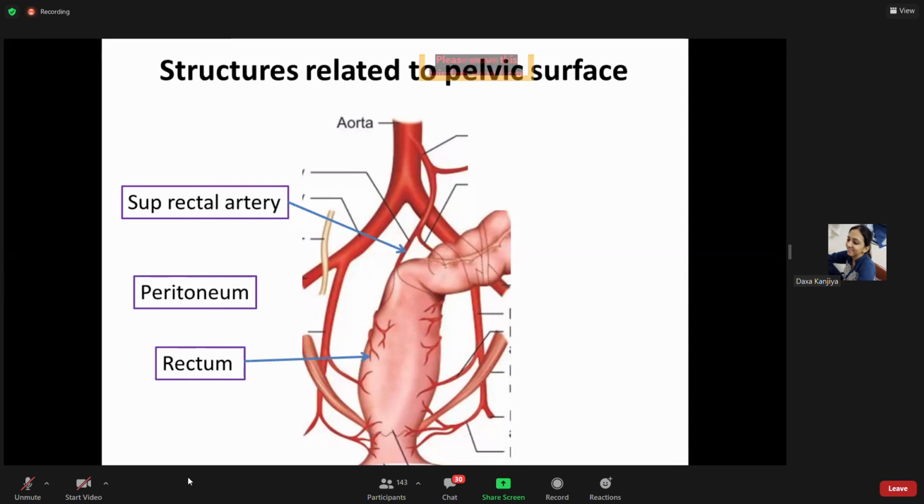Has the blood vessels of GIT been covered or is it still left? I think it is of the next lecture. Yes, that is still left.